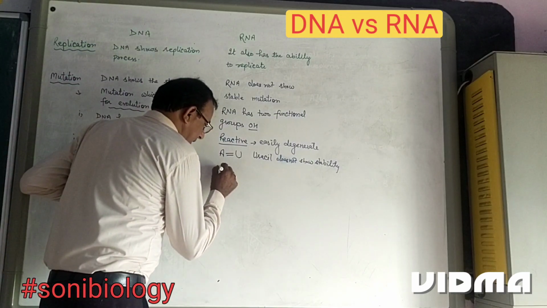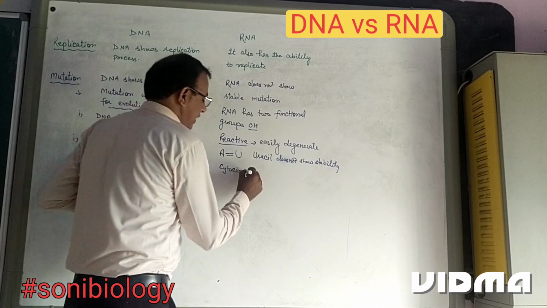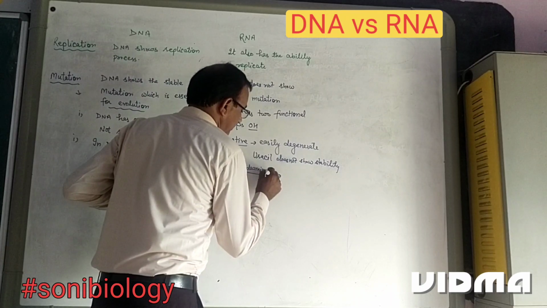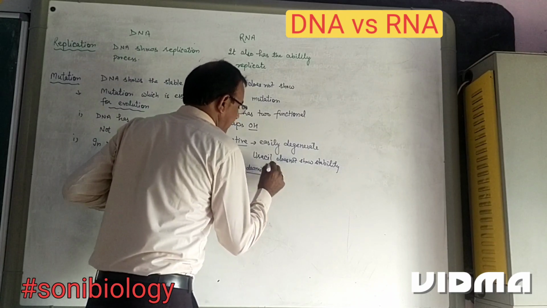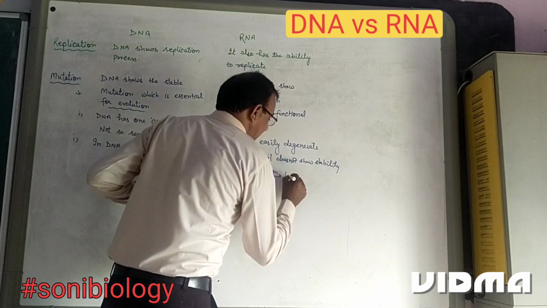How is uracil formed? Uracil is formed by the deamination of cytosine. Cytosine, by the deamination process, changes into uracil.